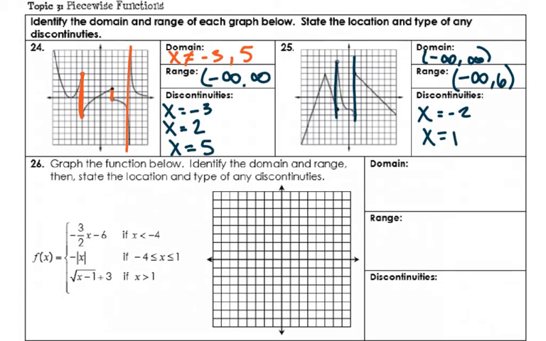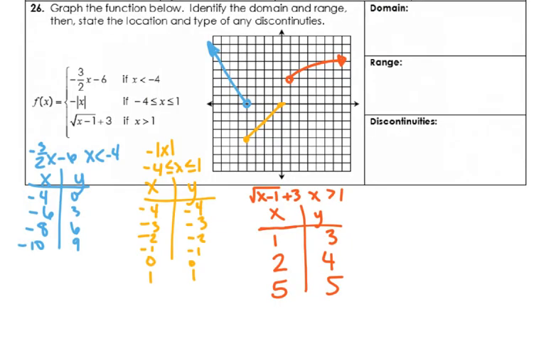Okay. So for 26, we're going to graph the function below, identify the domain and range, and state the location and types of discontinuities. So remember, this is when you'll make those 3 different tables. I'm going to pause the video and make the tables really quickly. Okay, so here's your tables.